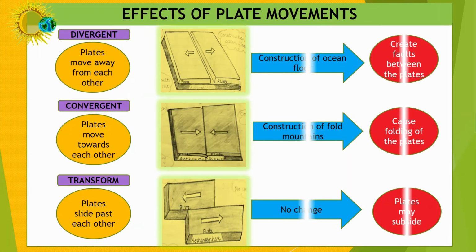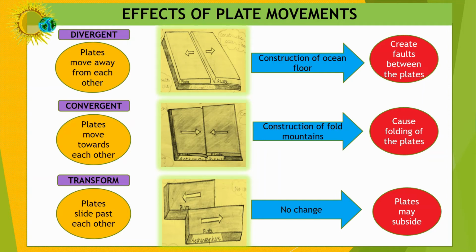There are three different plate movements, and in all the three plate movements the effects are different. In the first one, divergent movement, the plates move away from each other. When they move away from each other, they create a fault between them. That fault becomes a new ocean floor.